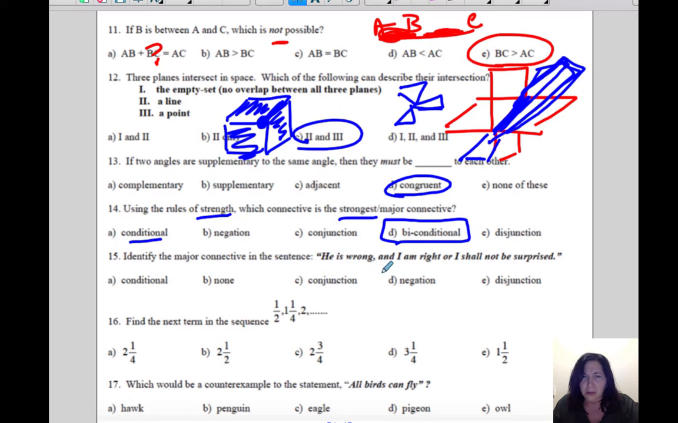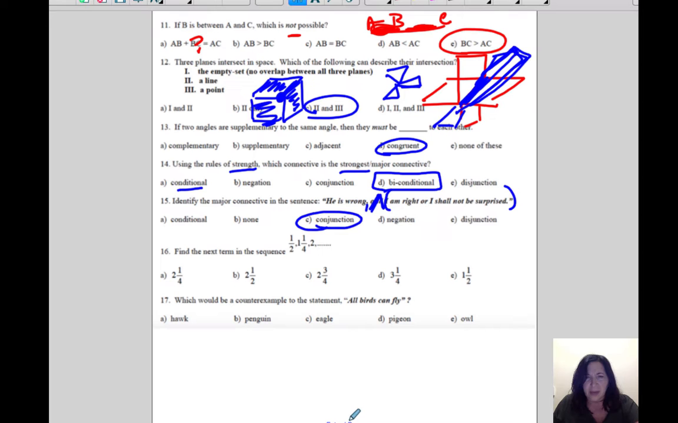He is wrong, and I am right, or I shall not be surprised. Okay, you see this comma? That's breaking this up, okay? So he is wrong, and this is happening, okay? This is an or, and I shall not be surprised. See this and? This is my conjunction here. So this one, the biggest strength here is a conjunction.